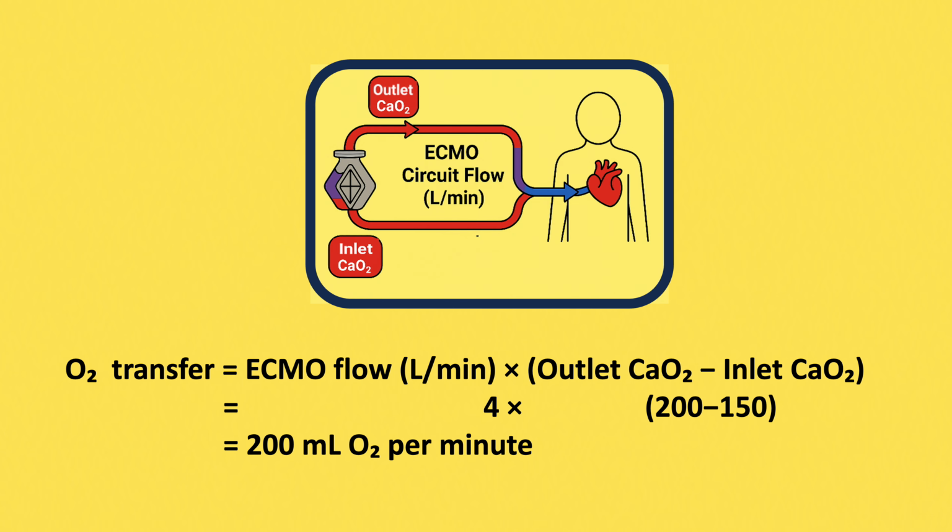So in this worked example, the ECMO flow rate is 4 litres per minute, the outlet CaO2 is 200 mL of oxygen per litre, the inlet CaO2 is 150 mL of oxygen per litre, so the oxygenator adds 200 mL of oxygen every minute to the patient's blood.